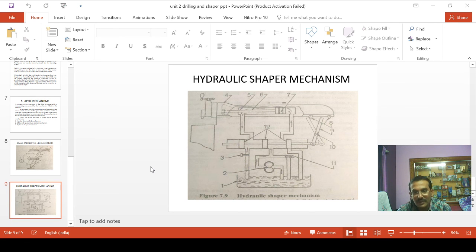Hydraulic shapers are employed in industries to get smooth movement, so hydraulic oil is employed to get the movements in a hydraulic shaper. These are the different mechanisms incorporated in shapers.